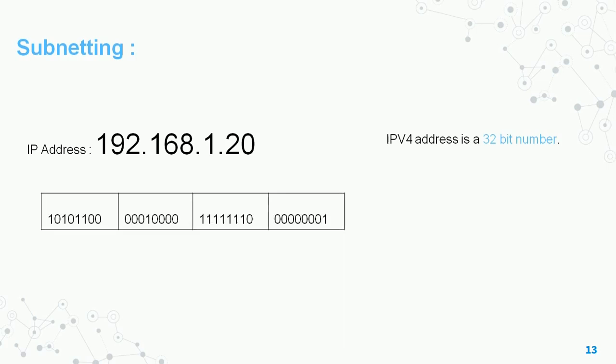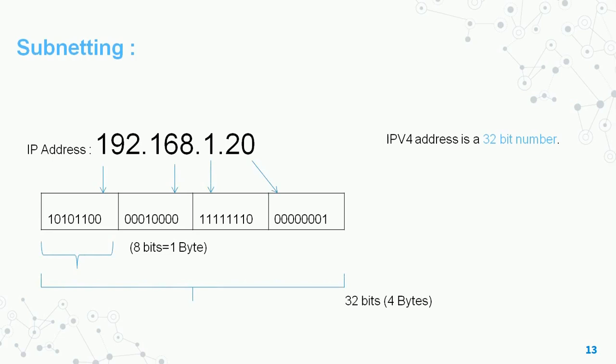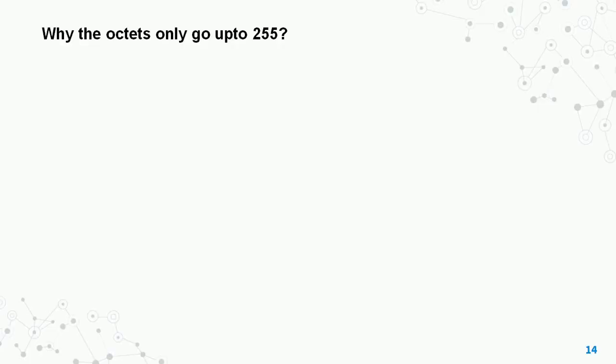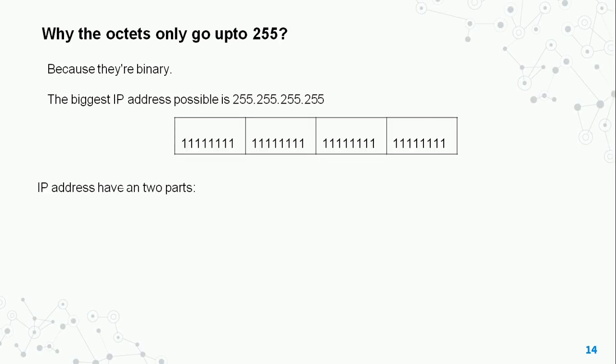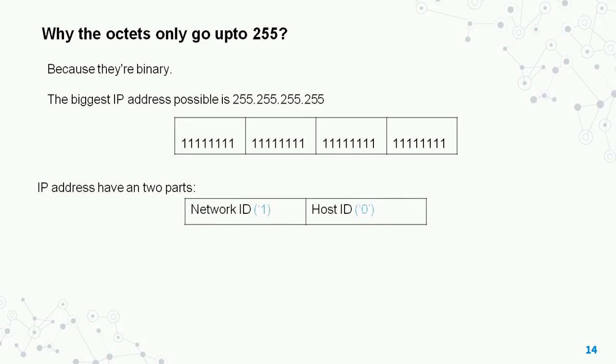It is divided into four 8-bit numbers separated by a decimal point. 8 bits equal 1 byte, so 32 bits equal 4 bytes. Its range is 0 to 255. Why do the octets only go up to 255? Because they are binary. The biggest IP address possible is 255.255.255.255. The IP address has two parts: the network ID and the host ID.